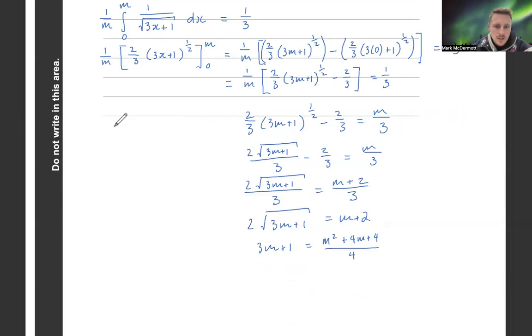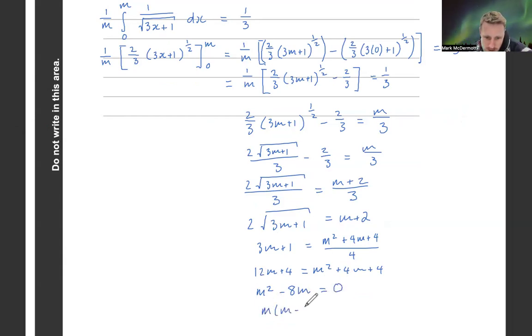And we're almost there. Hopefully I can squeeze it in this time. So we're going to get 12m plus 4 equals m squared plus 4m plus 4. Okay, make it a quadratic and solve it. So you're going to get m squared minus 8m equals 0, so m times m minus 8 equals 0. So m equals 0 using the null factor law, or m equals 8.